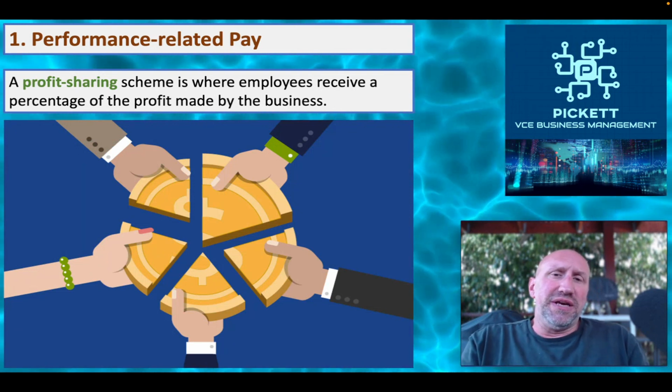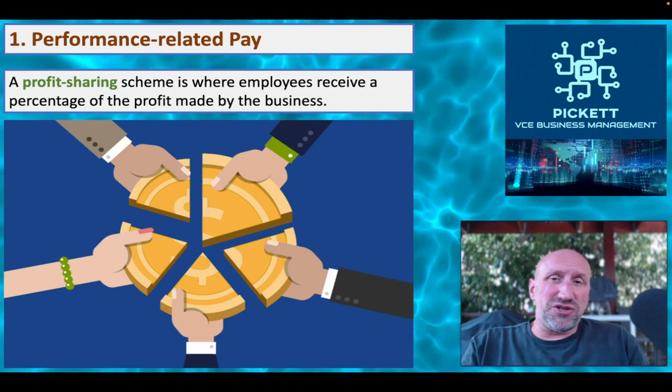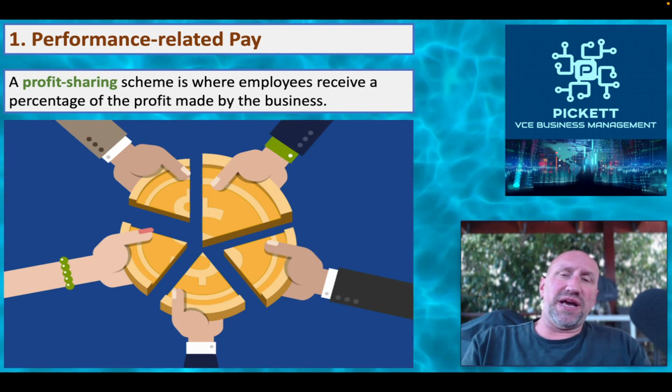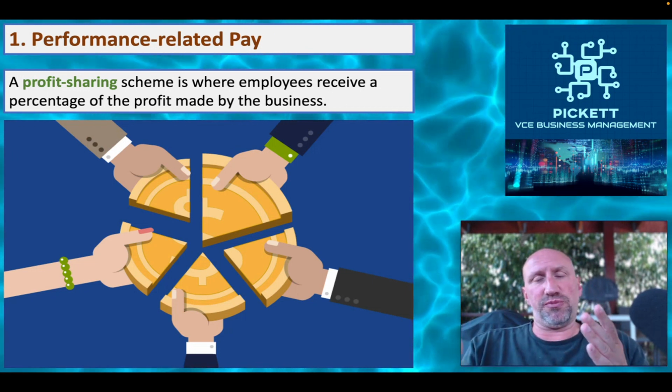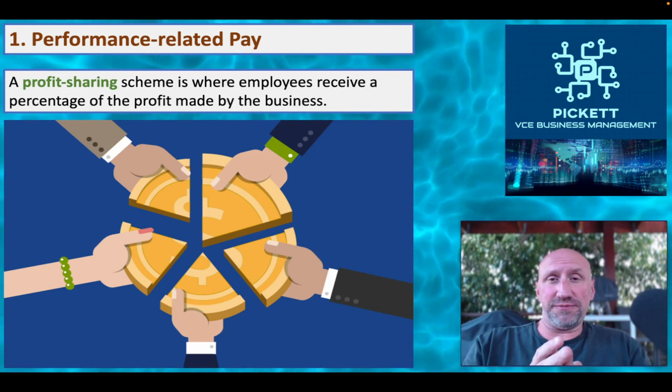Profit sharing. Now, this is where employees receive a percentage of the profit, pretty straightforward. So the business might say, okay, at the end of the year, we've made $100,000 profit, and a portion of that might be shared out amongst the employees.